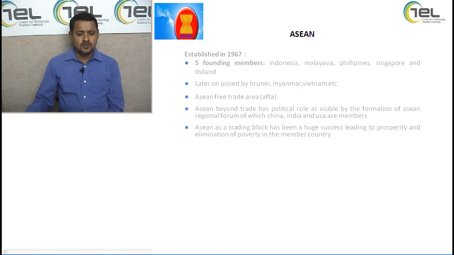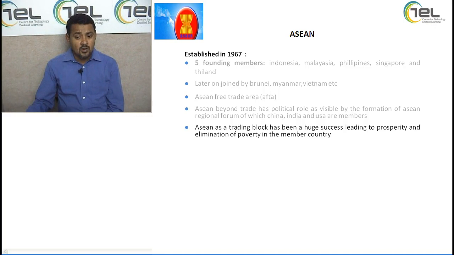We are now coming to ASEAN, which is nearer to India, and although it consisted of small countries, it was also a roaring success, not in the sense of NAFTA, but still much more successful than SAARC. Established in 1967 with five founding members, Indonesia, Malaysia, Philippines, Singapore and Thailand. It was later joined by Brunei, Myanmar and Vietnam. ASEAN created a free trade area known as AFTA, the ASEAN Free Trade Area. ASEAN played a political role beyond trade, visible in the formation of the ASEAN Regional Forum, of which China, India and USA are members. ASEAN as a trade bloc has been a huge success, leading to prosperity and elimination of poverty in smaller countries like the Philippines, one of the founding members.